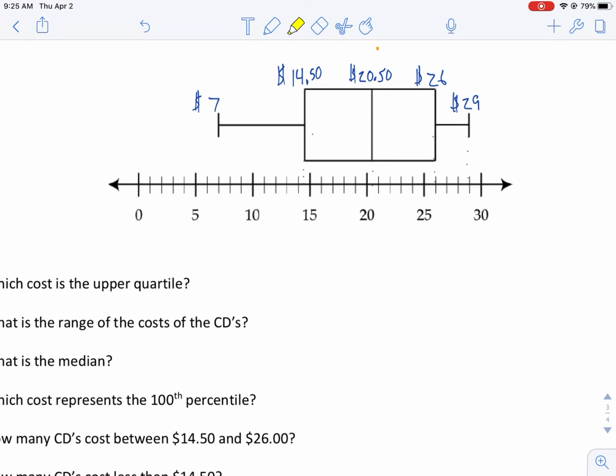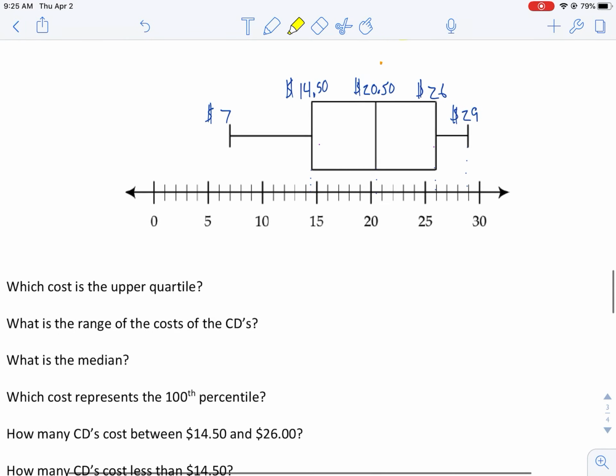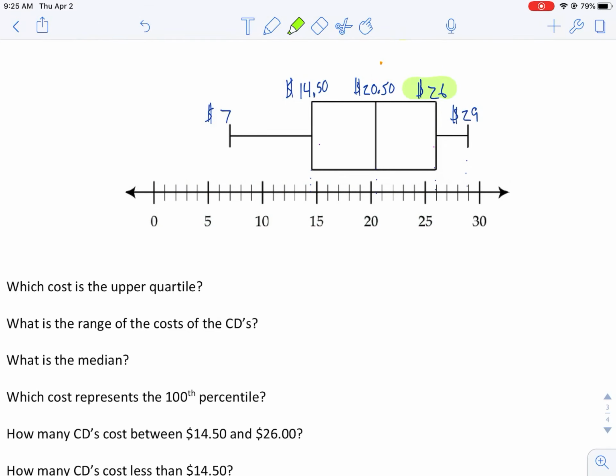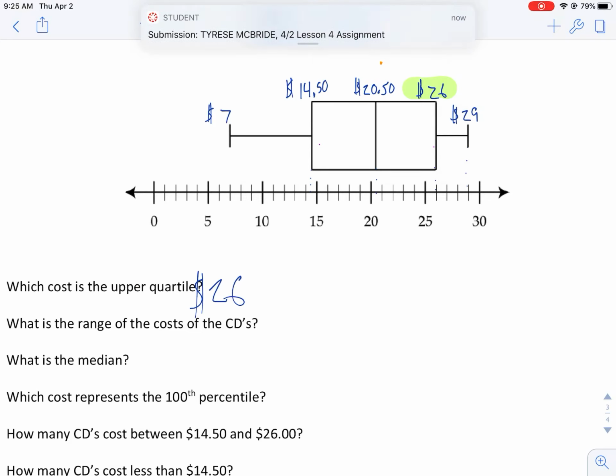So now the cost of the upper quartile, that's pretty easy. You get that right off the graph. So I'm just going to go right to it. The cost of the upper quartile is $26. That's right there. That's my Q3. Okay? Remember, upper quartile and Q3 are the same.